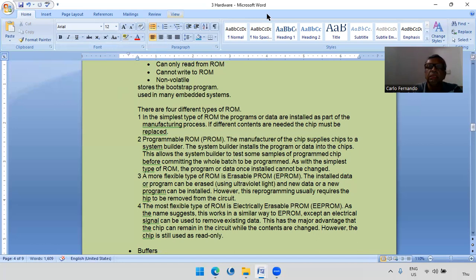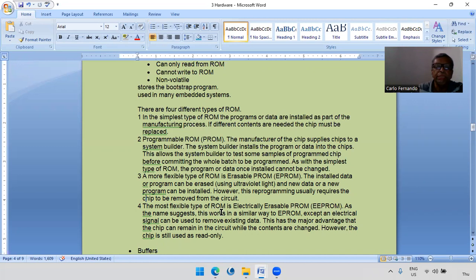So that we already know, it cannot be changed, right? That's the second type. Now the third one is a more flexible type of ROM, erasable PROM or EPROM. The installed data or program can be erased. How? Using ultraviolet light. And new data or a new program can be installed. However, this reprogramming usually requires the chip to be removed from the circuit. You have to remove the chip or the IC from the motherboard, and then only you can reprogram it. That is EPROM, erasable programmable ROM.